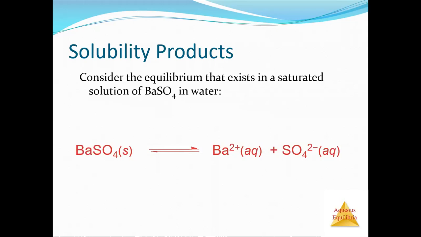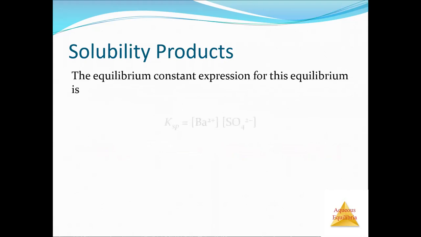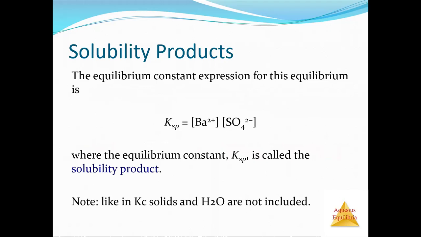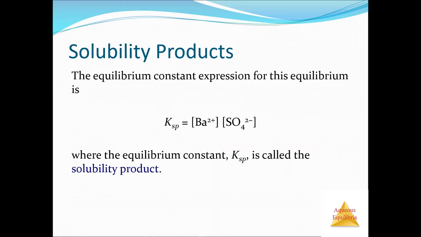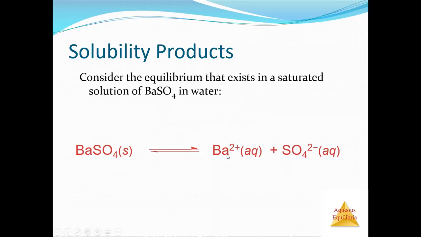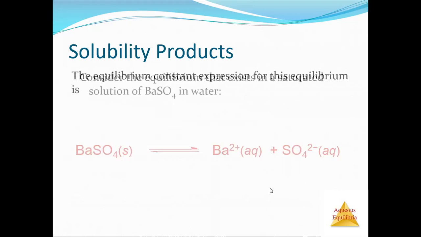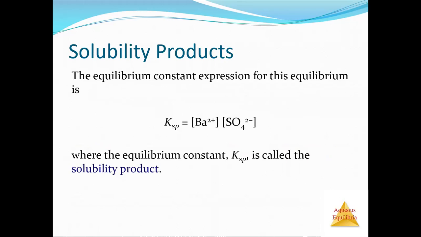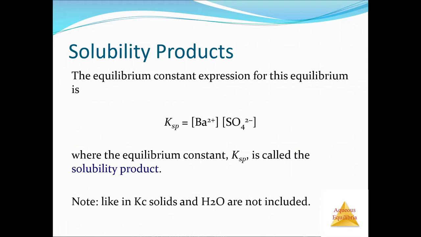So if I'm going to get the equilibrium expression for barium and sulfate, I'm going to call that a special kind of equilibrium constant, just like I did with Ka. This is going to be Ksp. It's the solubility product. It's going to be equal to the concentration of my one ion raised to the coefficient. So in this case, it would be the barium concentration raised to the one power times the sulfate raised to the two. So that is my Ksp for barium sulfate. Note, the solid barium sulfate and the water are not included.